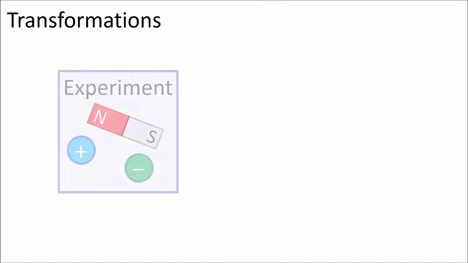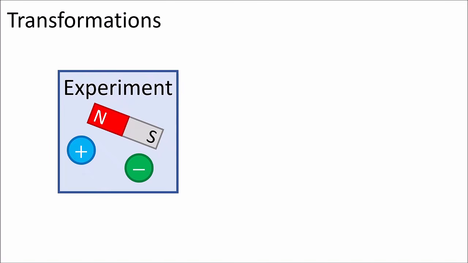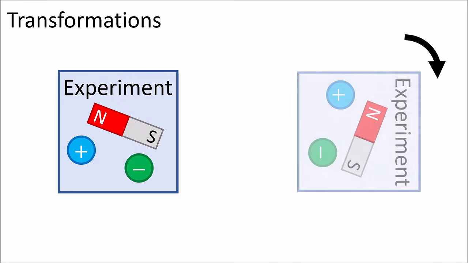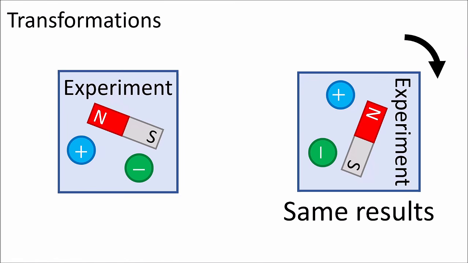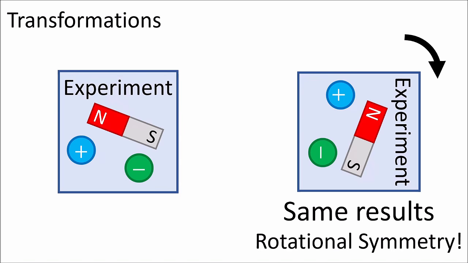Now, I want to take a moment to talk about the different types of transformations we can do in physics. Let's say we do some type of physics experiment with electricity and magnetism and record the results. The next day, we rotate the experiment setup 90 degrees and do the same experiment. We would expect to get the same result. This is because the laws of physics in our universe do not depend on spatial direction. In other words, the laws of physics have rotational symmetry.